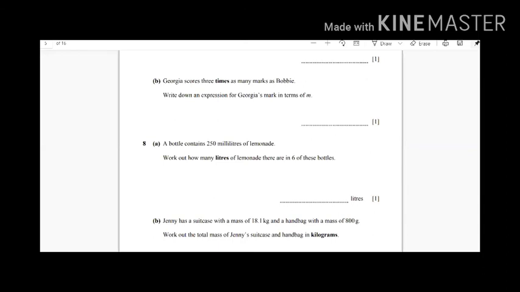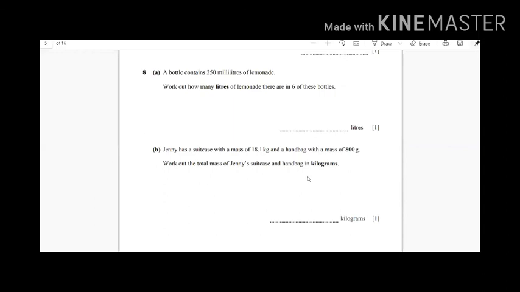Jenny has a suitcase, and the mass of the suitcase is 18.1 kg. And the next thing is a handbag of mass 800 g. So all together, this is the first part of my question which I told you. Everything you should show in kilograms. How many kilograms does she have? Now calculate.